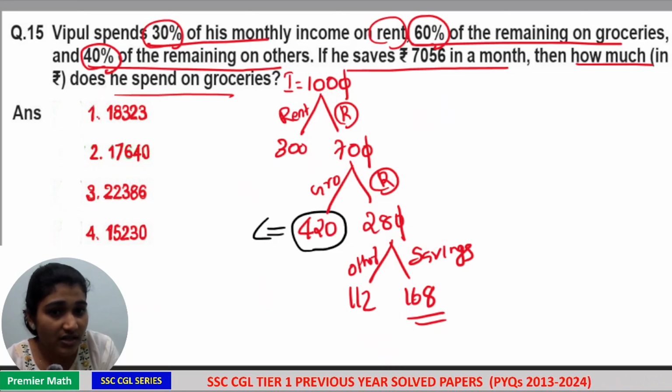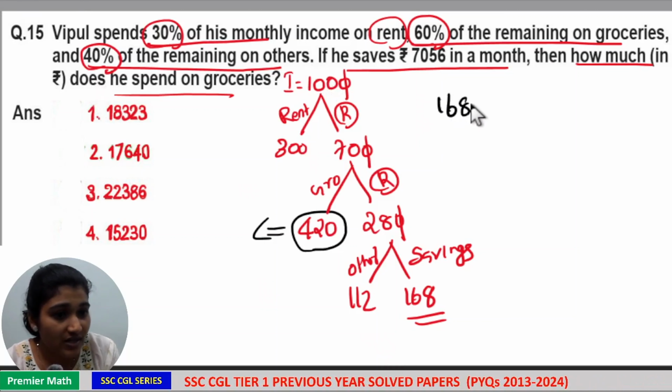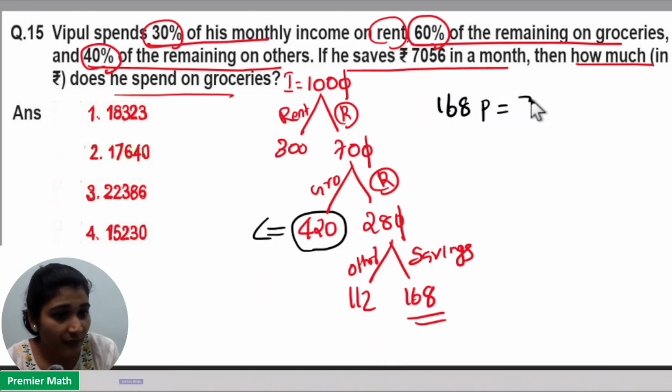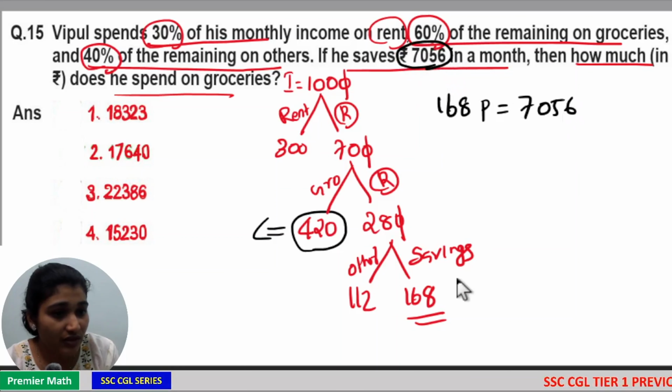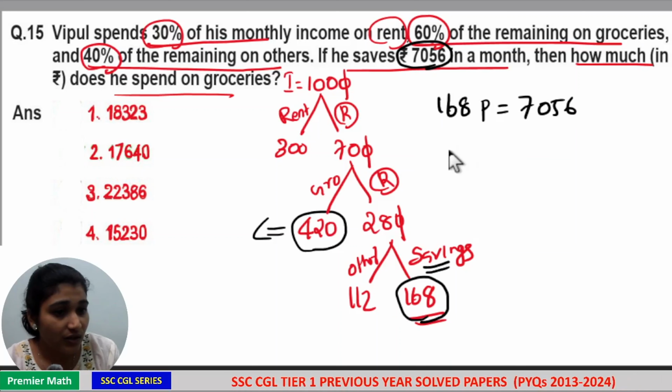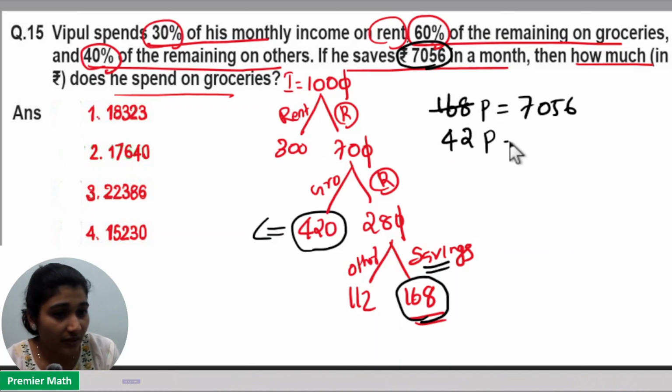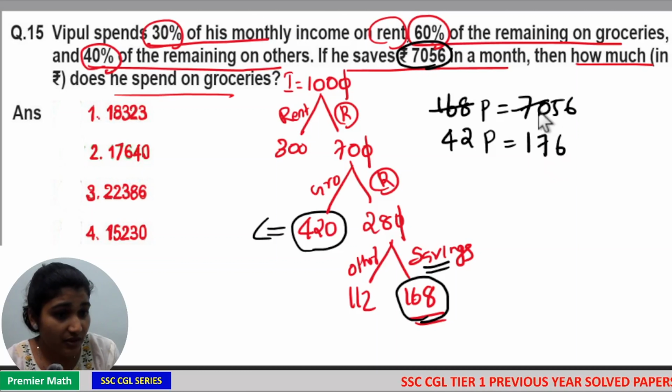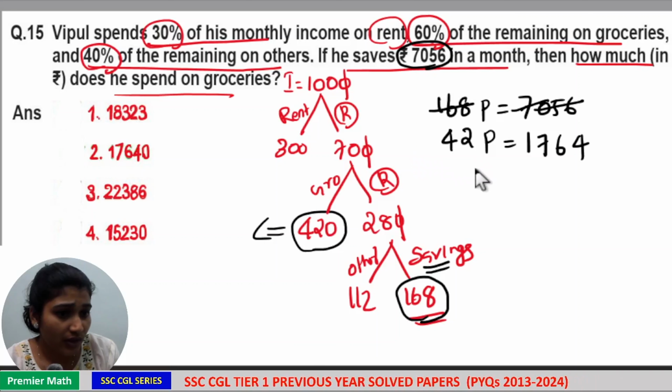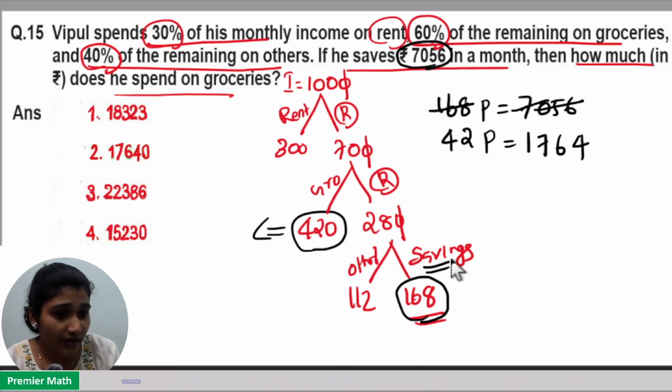And here this 168 rupees or 168 part is given as 7,056 in the question. Actual saving is 7,056. In ratio, we got 168 part as savings. Then if you cancel, 4 goes 4 times in 16, 2 times in 18. And 4 goes 1 time in 7, 7 times in 28, and 6 times in 24, and 4 times in 64. Now here 42 part is equal to 1764.